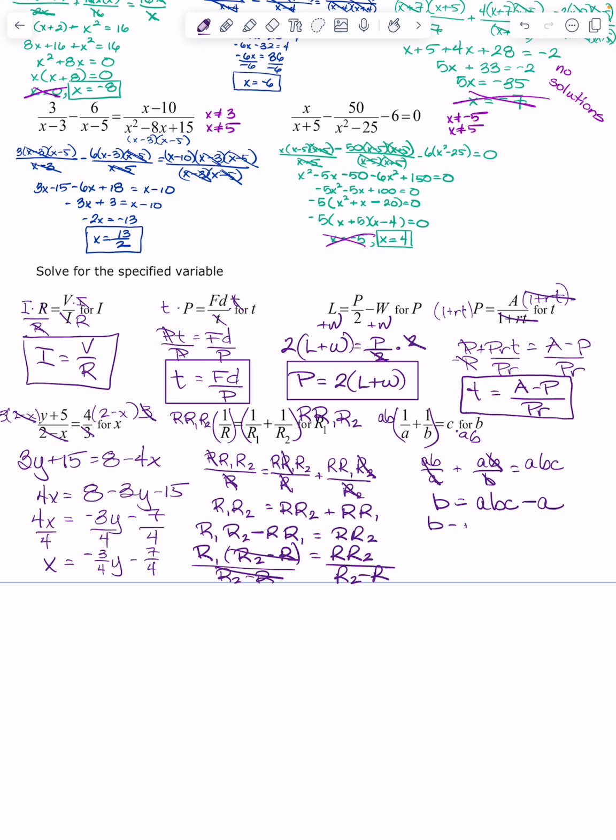We are going to subtract the abc. And then we're going to factor out the b. Like I said, really similar to what we just had. And then we're going to divide. And b equals negative a over (1 minus ac). If I want to multiply top and bottom by a negative, I can go a over (ac minus 1). Exact same thing.